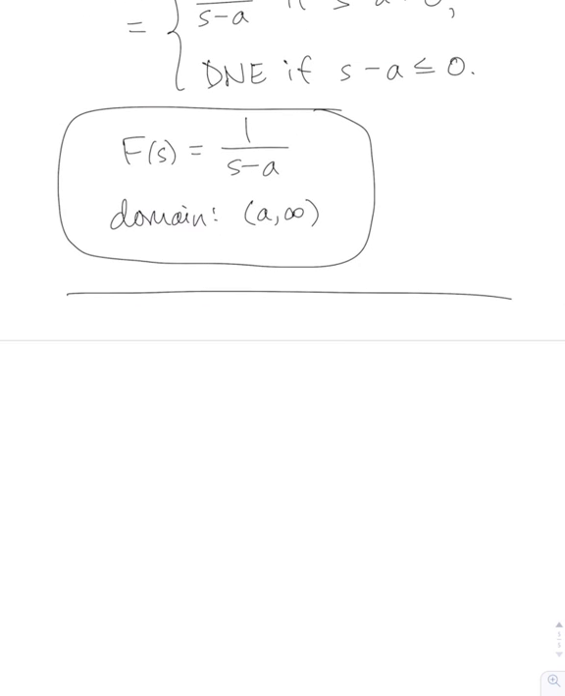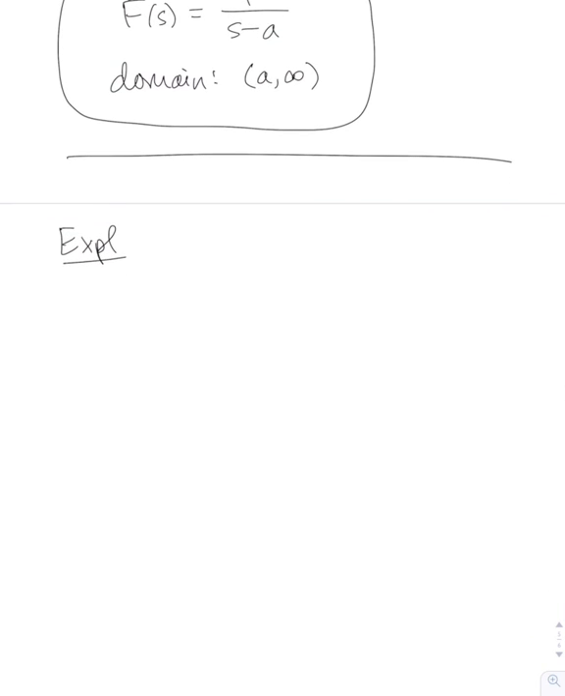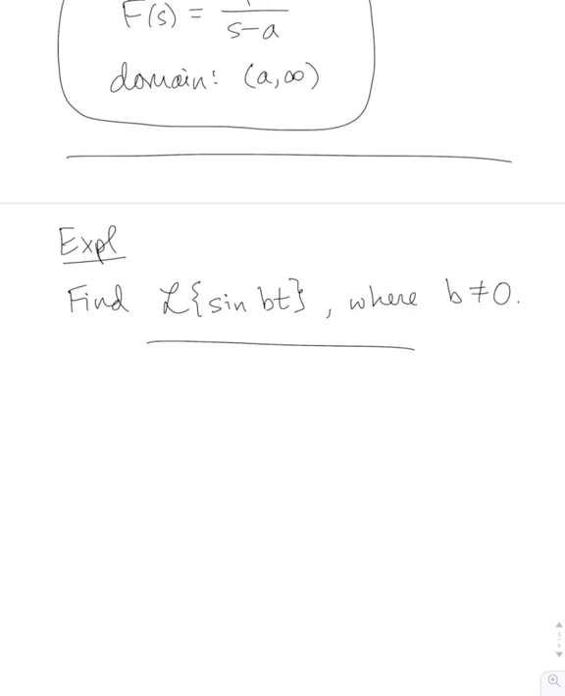All right, try another one. And these ones that we're doing, these are all very fundamental Laplace transforms that you're going to want to remember. So let's find the Laplace transform of the sine of bt. And here, b is not 0. What would happen if b were 0? Then that's just the sine of 0, and the sine of 0 is 0. So we'd be talking about the Laplace transform of the 0 function.